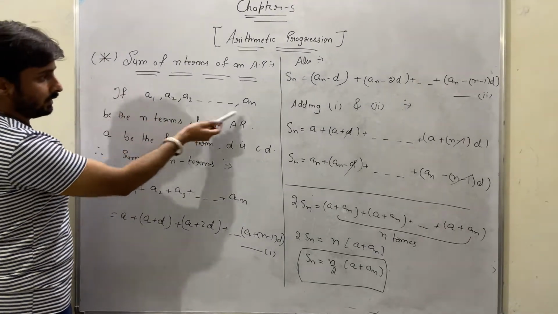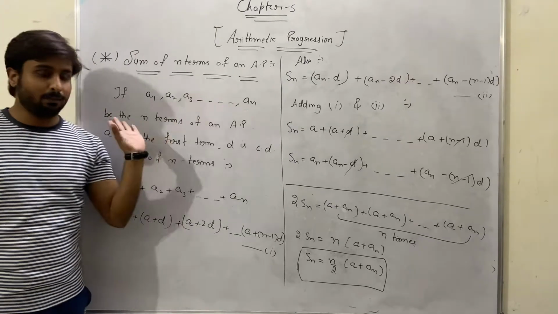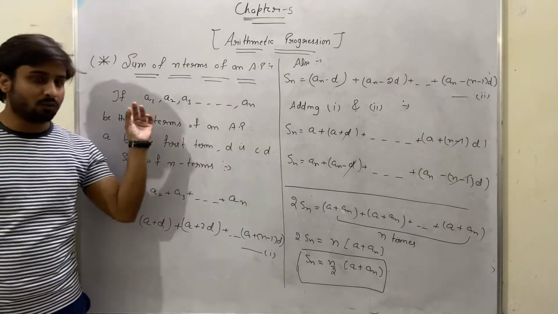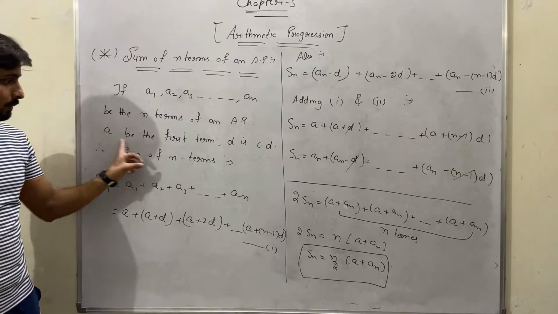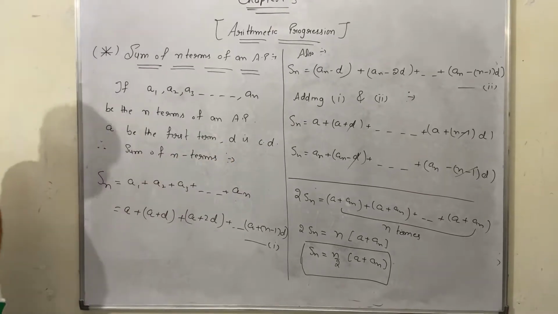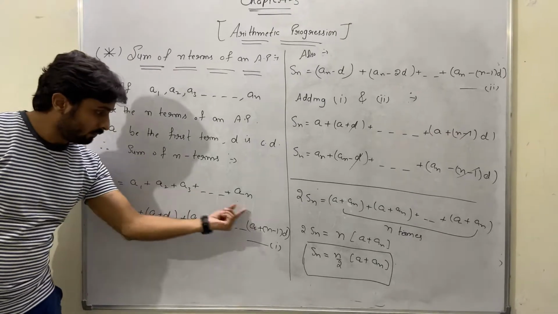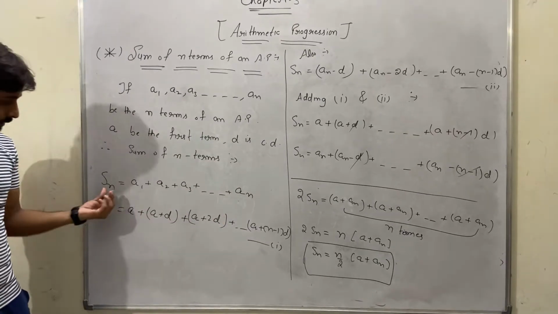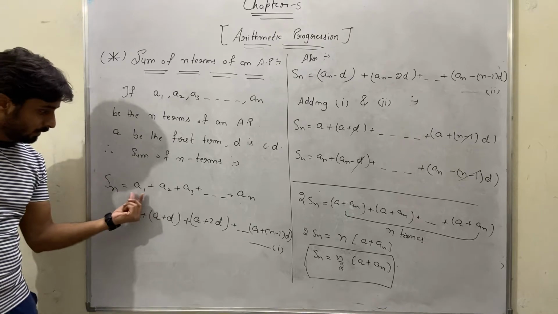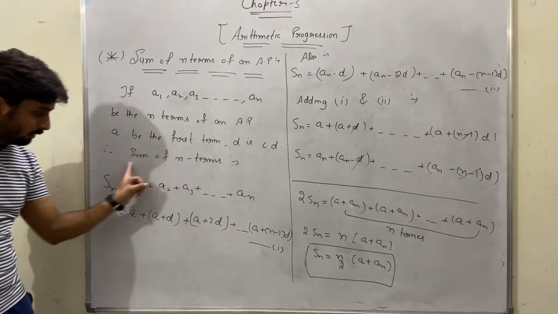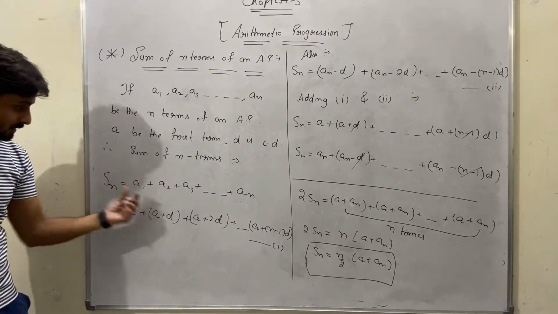If A1, A2, up to An are n terms of an AP, and a is the first term and d is the common difference, we have to find the sum. What is sum? Sum means addition of these numbers. So A1 plus A2 plus A3 up to An. We'll take this sum as Sn, right?